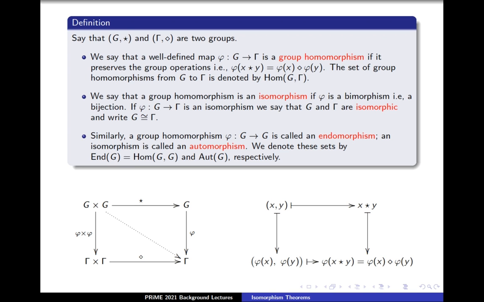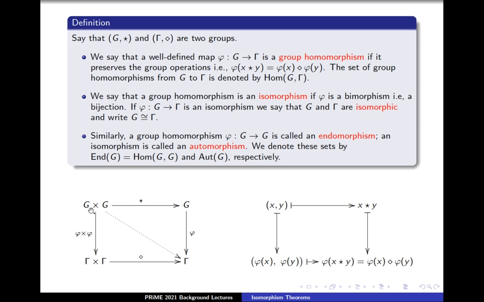Here is a diagram illustrating the group homomorphism property. So let's take an element in G cross G, such as a pair little x comma little y. On one hand, we can map across this diagram by going over the top and down the right-hand side of the diagram. So if we do that with our element little x little y, mapping across the top, we'll get to little x star little y. And then applying our homomorphism phi, going down the right-hand side of this map, we'll get to phi of little x star little y.